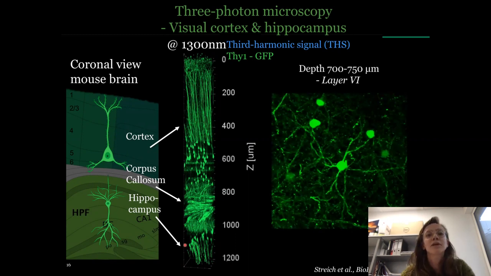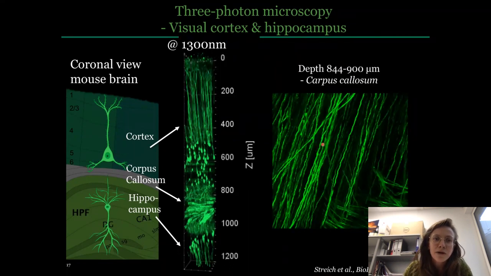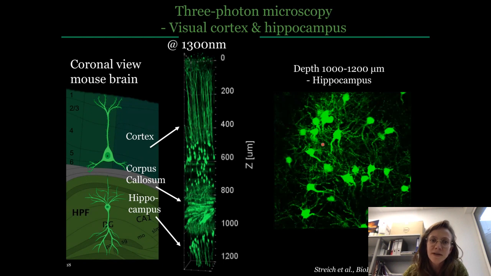And if we have a closer look at a cross section at layer 6 at around 700 micrometer depth, you can appreciate that even at this depth with three-photon excitation, we can clearly visualize all the fine details of the dendritic branches. As we then go deeper into the brain, we can clearly see the fibers of the corpus callosum, which are the long-ranging axonal fiber bundles connecting the two brain hemispheres. And if we go deeper into the brain at over 1 millimeter depth, we can see the CA1 hippocampal neurons. And if we change the contrast, also here you can appreciate that even at this depth, we can still really visualize the fine dendritic branches.